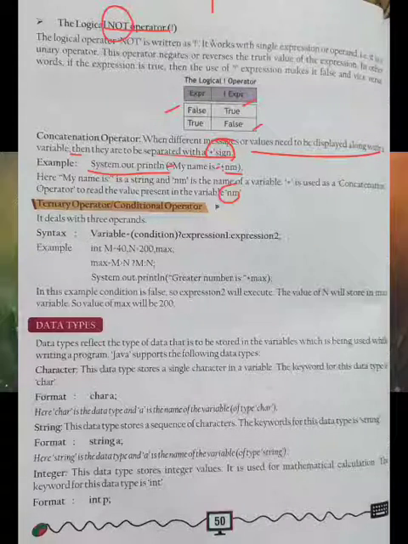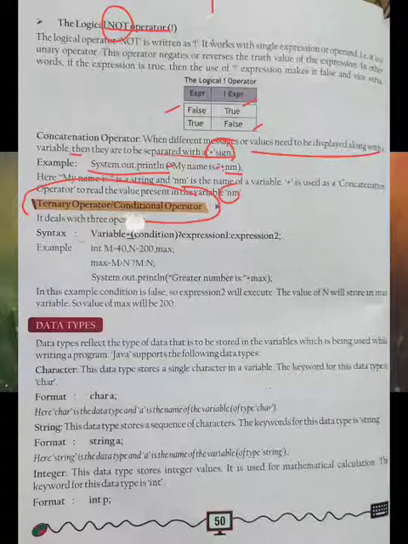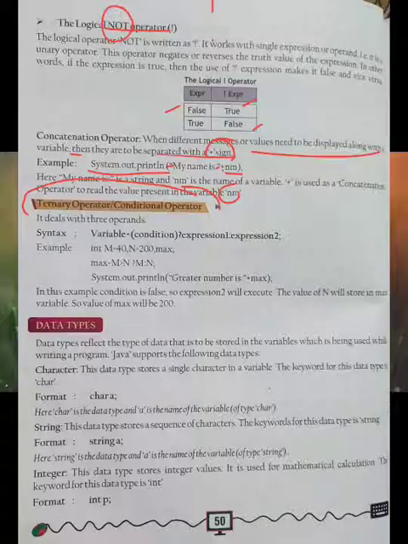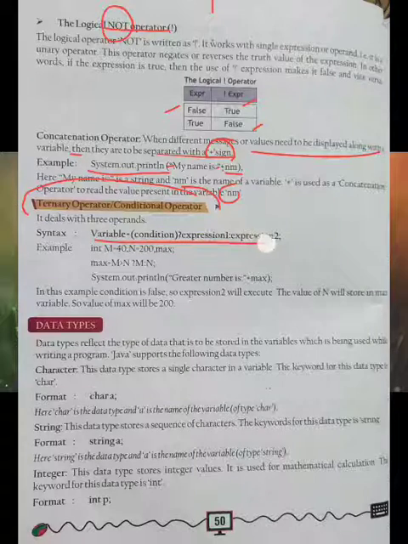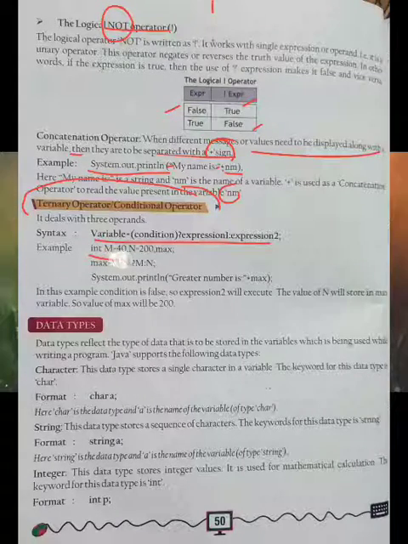Now let us see the conditional operator. Next is the ternary operator, or conditional operator. Earlier we studied the unary operator, then the binary operator, and the last type of operator is the ternary operator. It means in the ternary operator there will be three operands. The syntax of the ternary operator is: variable, then the condition, then expression 1 and expression 2. See here, an example is taken.